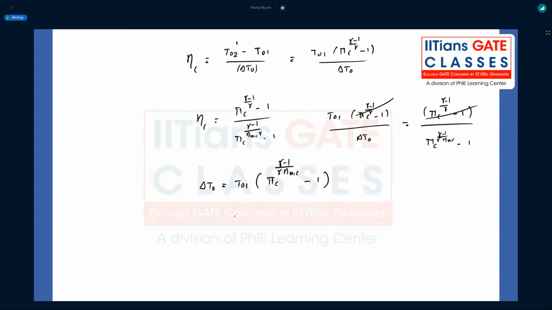So now everything is known to us. Put the values. T naught 1 is 298 Kelvin, the compressor pressure ratio is 5 to the power of (gamma 1.4 minus 1) divided by (0.8 into 1.4). So you will get something around 231.5 Kelvin as the change in stagnation temperature.